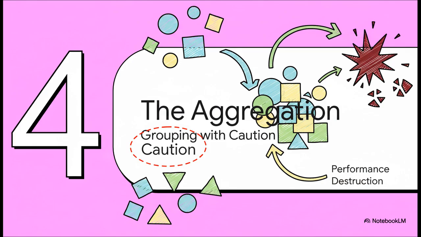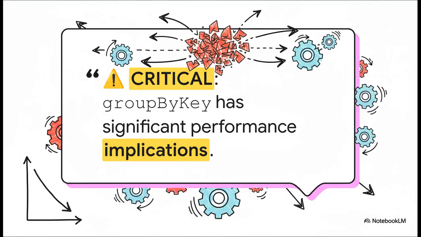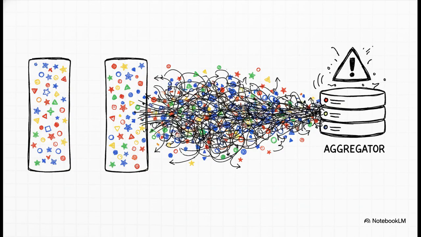Okay, now for what might be the most critical part of this whole explainer. We're talking about grouping data. This is something we do all the time, but if you do it the wrong way, you can absolutely destroy your job's performance. So, listen up. The source material gives a really stark warning about this one common operation, groupByKey, and trust me, it's for a very, very good reason.